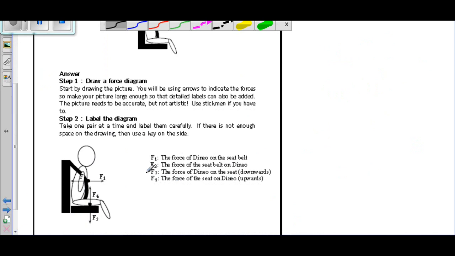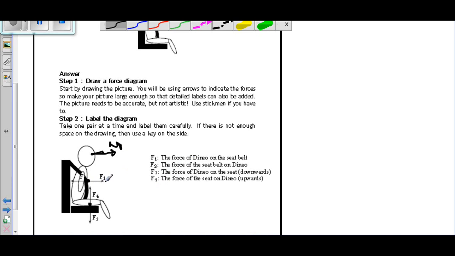Dineo applies brakes suddenly. So what happens, because Dineo applies brakes, according to Newton 1, what will happen? He will continue moving forward. He will continue moving forward according to Newton 1. And what will happen? He applies a force on the seat belt. So Dineo applies a force F1 on the seat belt, which pushes him forward.